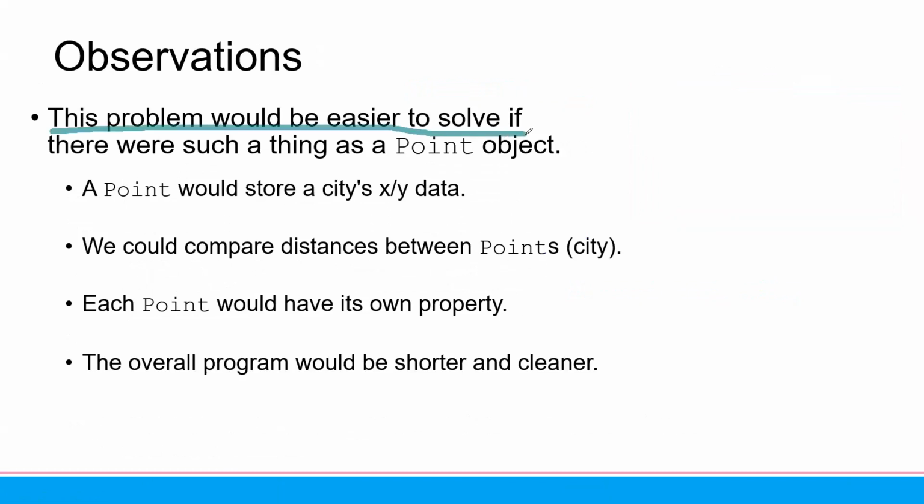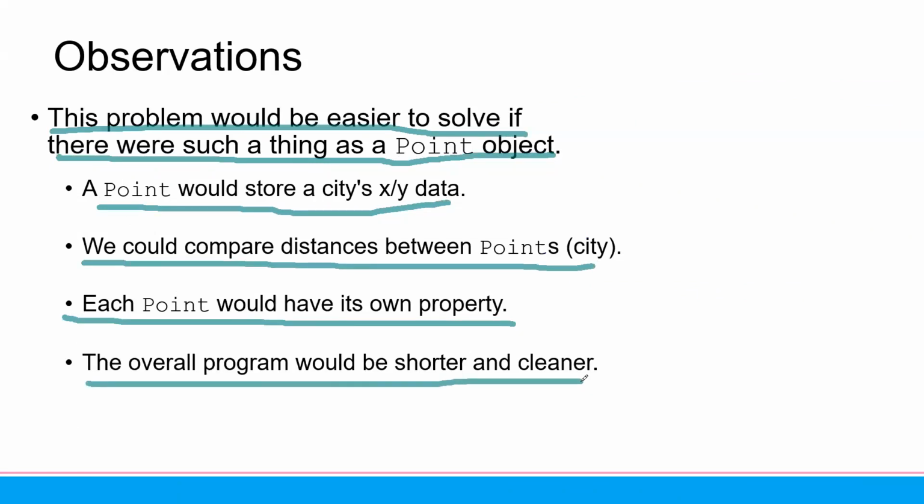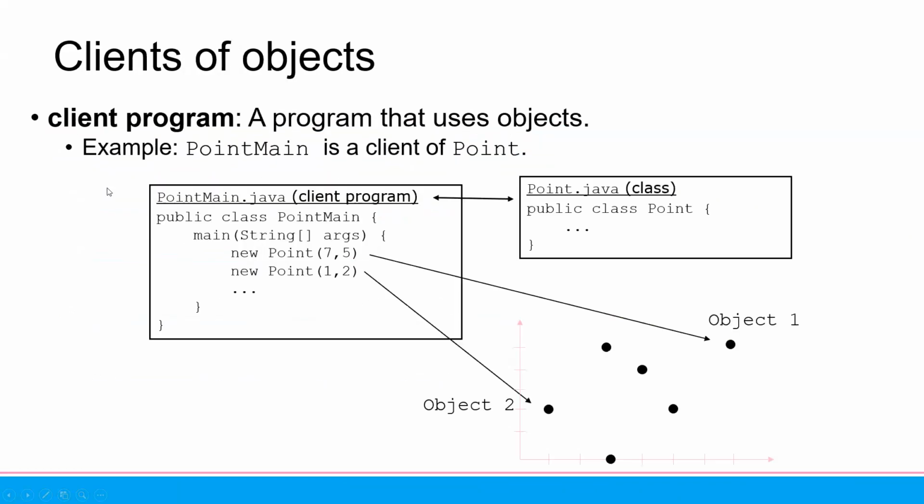This problem will be easier to solve if there were such a thing as a point object. A point will store a city-x data, and we will compare the distance between point city, and then each point will have its own property, and the overall program will be shorter and clearer. So this is an example. Why can I say it is shorter and cleaner?